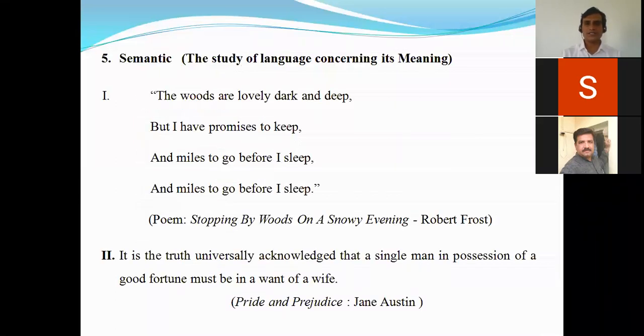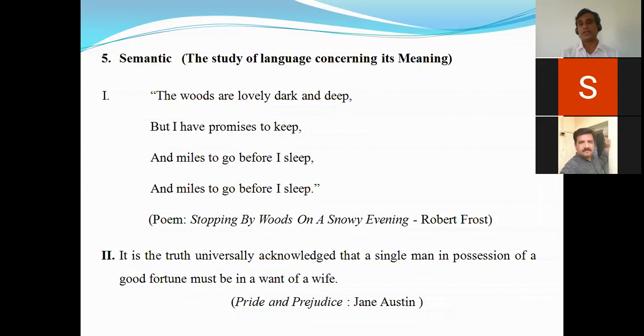And the fifth is semantic study. Remember, it is the study of language concerning its meaning. So I quote a few lines. An American mystic poet, Robert Frost, his poem Stopping by Woods on a Snowy Evening is quite famous in English literature. And the last lines of the poem run like this.